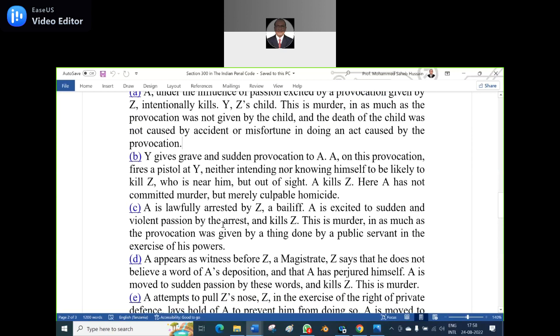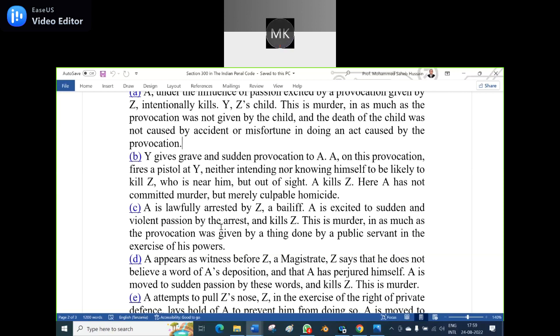Y gives a grave and sudden provocation to A. On this provocation, A fires a pistol at Y, neither intending nor knowing himself to be likely to kill Z. Z has come, but who provoked it? Y provoked it. Then who was the victim? Z is the victim, who is near him but out of sight. A kills Z. Here A has not committed murder, but merely culpable homicide.